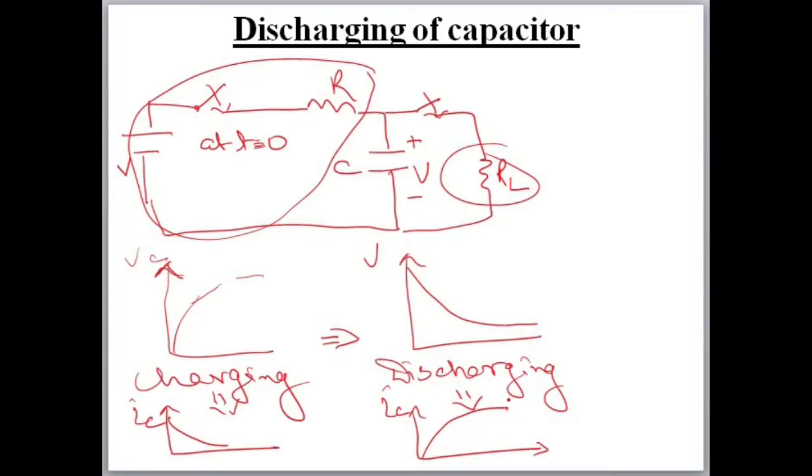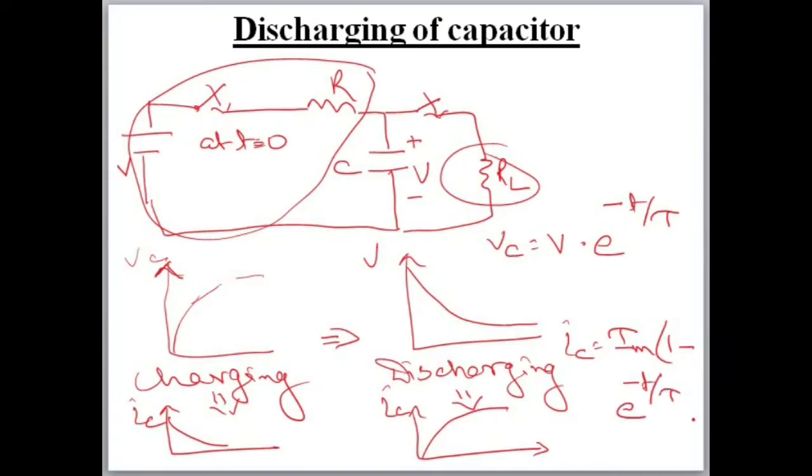So the equation also will be opposite. What will be the equation of V? Vc is equal to V into e to the power minus t by T, and IC will be equal to Im into 1 minus e to the power minus t by T. The equation e to the power minus t by T will always show reduction, and the equation 1 minus e to the power minus t by T will always show increment.